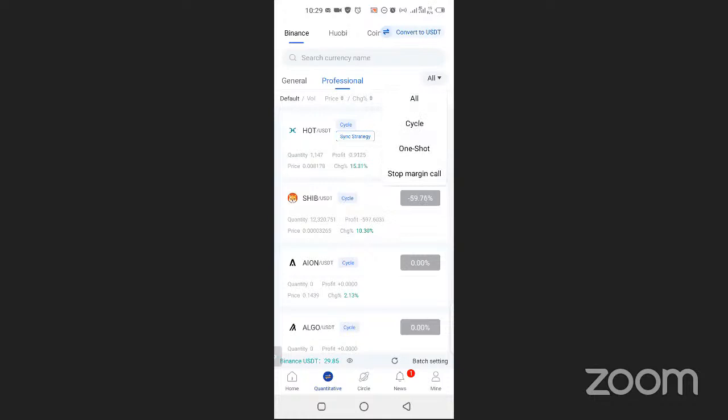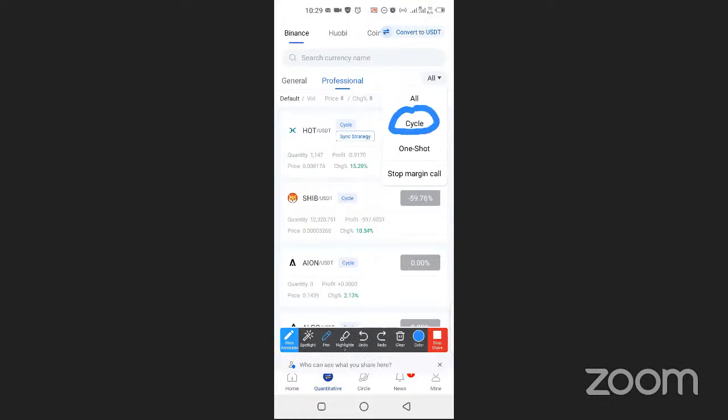I want to trade with one shot. So what is the difference between a cycle and a one shot? A one shot trading parameter is where you are trading the coin: buy, sell, don't repeat. You bought, you sell, don't do it again. Put my money back to USDT.